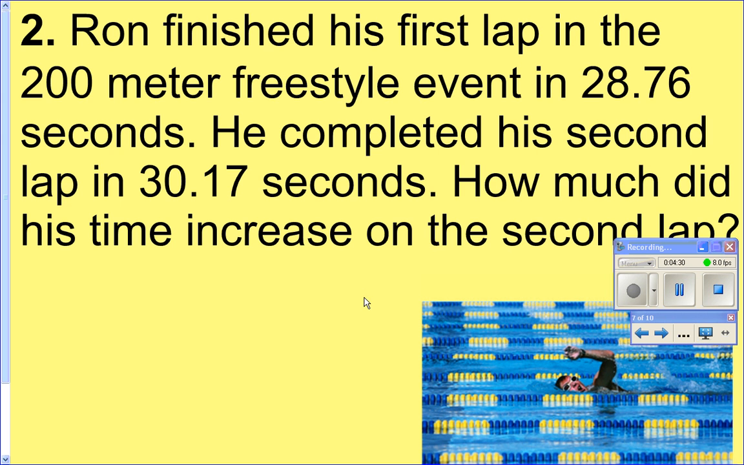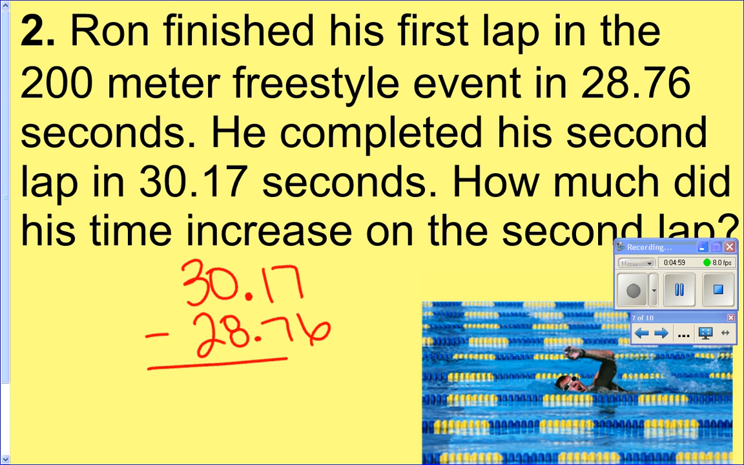The question says, Ron finished his first lap in the 200 meters freestyle event in 28 and 76/100 seconds. He completed his second lap in 30 and 17/100 seconds. How much did his time increase on the second lap? So you just want to figure out what the change is from the first lap to the second lap. So this is a subtraction problem. You are going to subtract 30 and 17/100 minus 28 and 76/100.